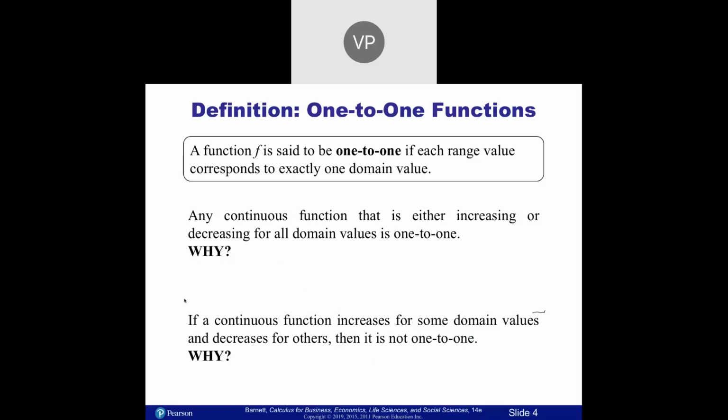Same thing if it decreases for some domain values and increases for the others, that means it's going up, then it's going down, going up, going down. And as soon as you start doing this turnaround, that's when you fail the horizontal line test. That's when you have something that's not a one-to-one function.